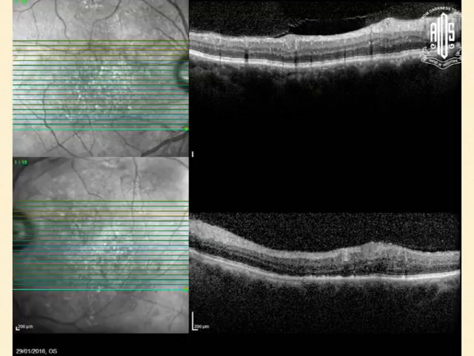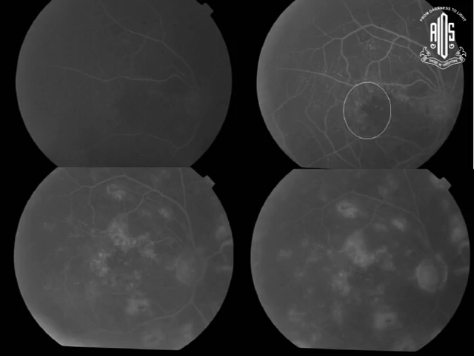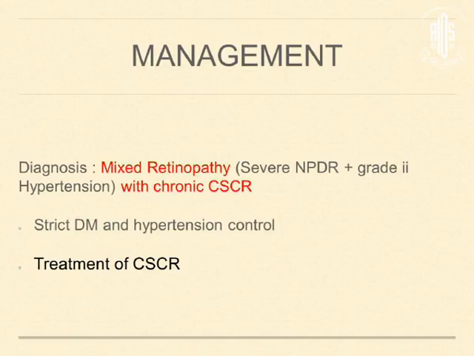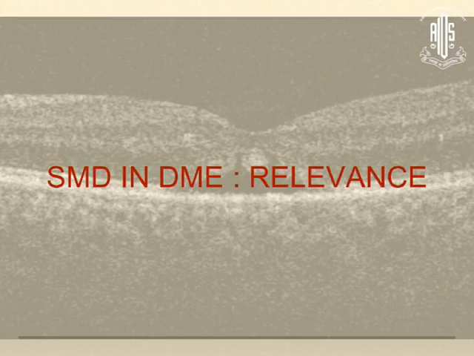But carefully, if you look at it, there were RPE defects in this OCT. So here you see these RPE window defects in the right eye, and in the late stage you see this severe NPDR type of leakage. Here also carefully look at this. This is an area of diffuse RPE epitheliopathy which is leaking here. So the patient has a mixed retinopathy with chronic CSCR, which is a mimicker of SMD in diabetic macular edema. Treatment is with low fluence PDT for CSCR.